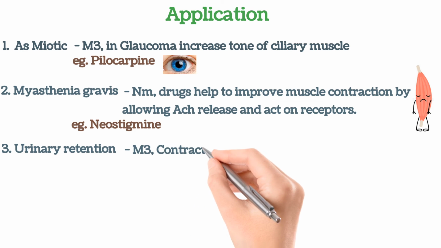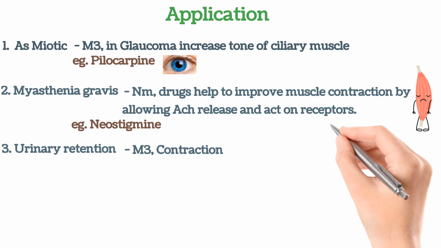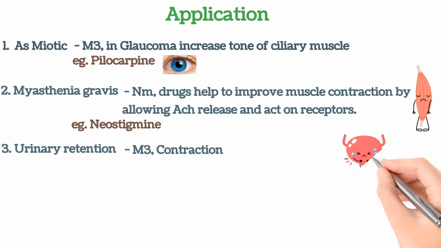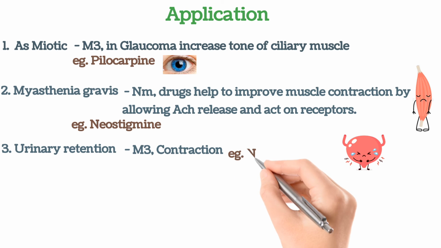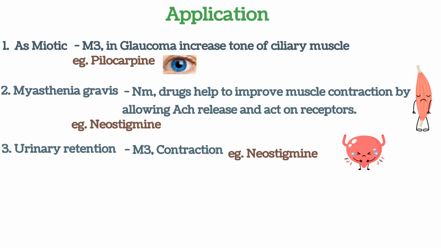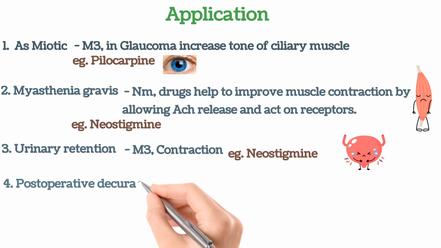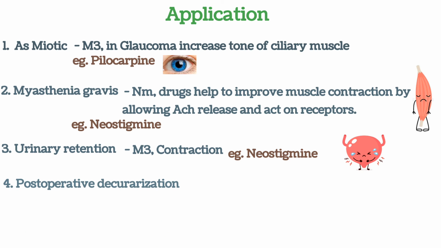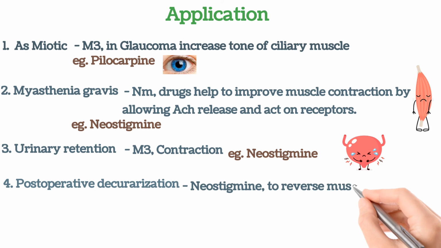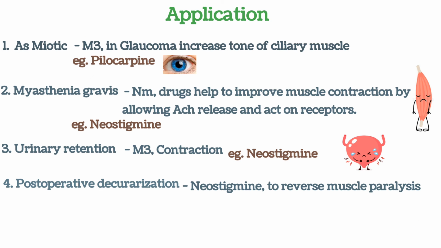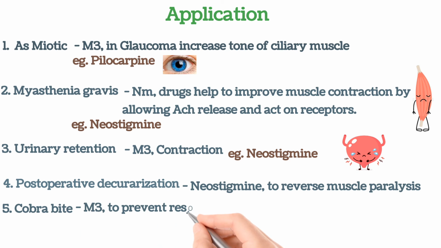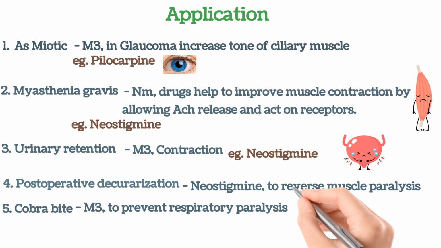It causes constriction of the urinary bladder, bronchi, all those. So due to this, we can prevent urinary retention in our body. An example is the neostigmine drug again. The fourth class is post-operative decurarization. An example is neostigmine, to reverse muscle paralysis. To reverse the muscle paralysis, we use this drug. Then in cobra bite, through the M3 receptor, to prevent respiratory paralysis, because it acts in bronchi as well.